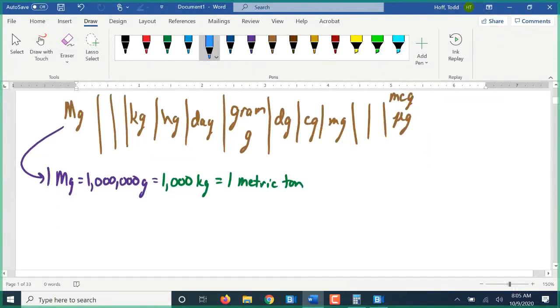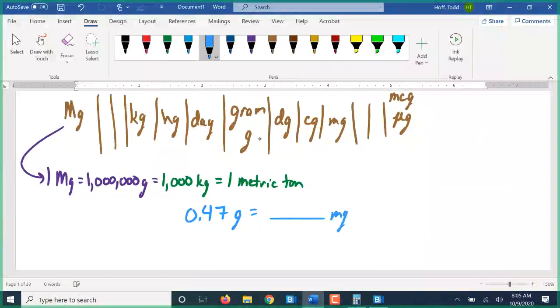Now, our conversions here are the exact same as they were for any other metric unit. If we had 0.47 grams, and I'm converting that into milligrams, from grams to milligrams is 3 spots to the right, so I move my decimal point 3 spots to the right, filling in a 0 for that missing spot. That's 470 milligrams.